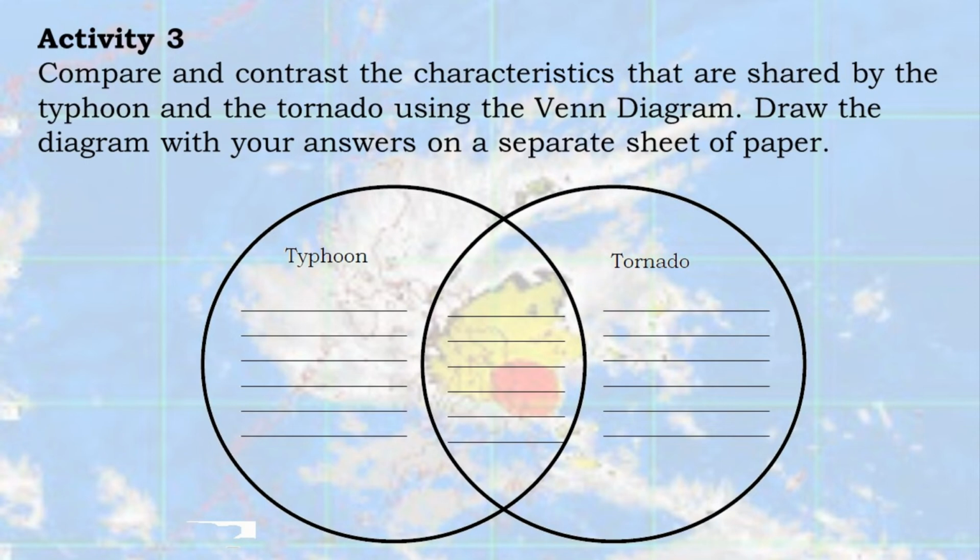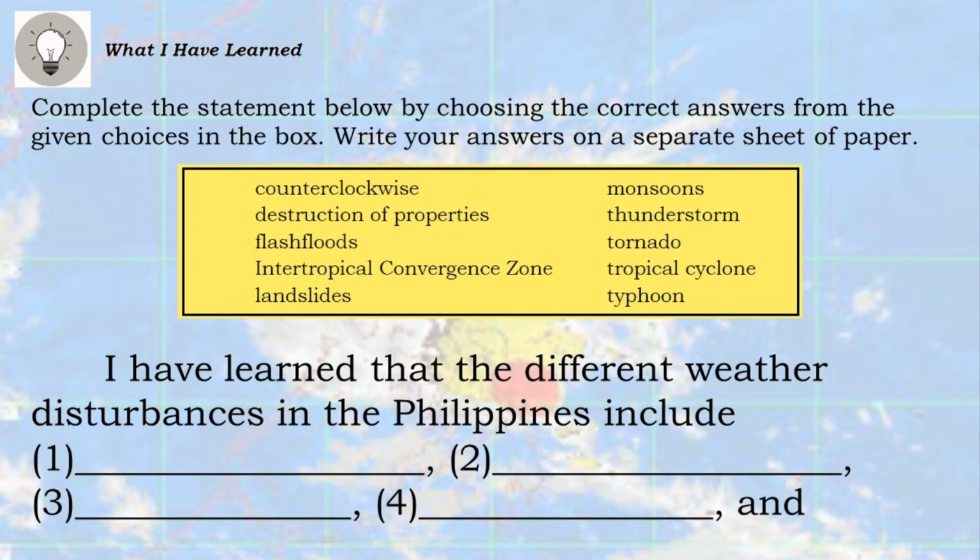Compare and contrast the characteristics that are shared by the typhoon and the tornado using the Venn diagram. Draw the diagram with your answers on a separate sheet of paper. Typhoon. Tornado. Complete the statement below by choosing the correct answers from the given choices in the box. Write your answers on a separate sheet of paper.